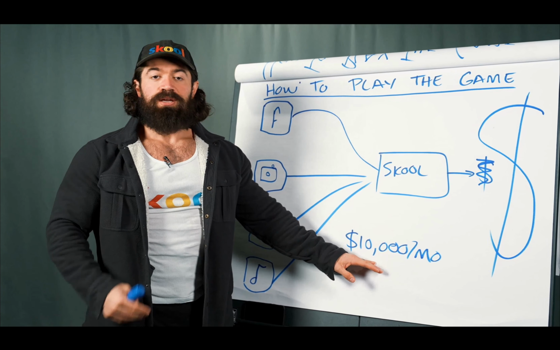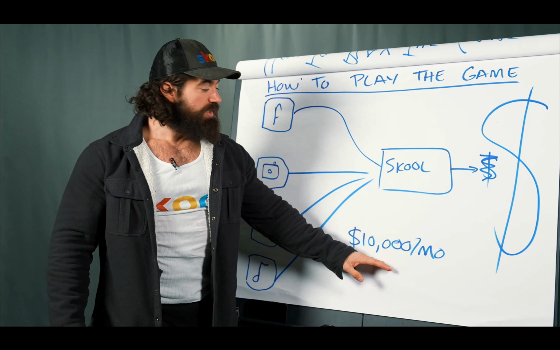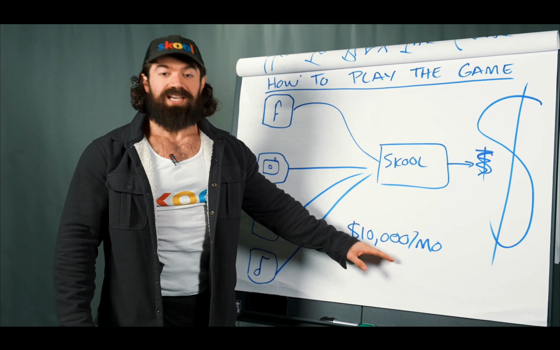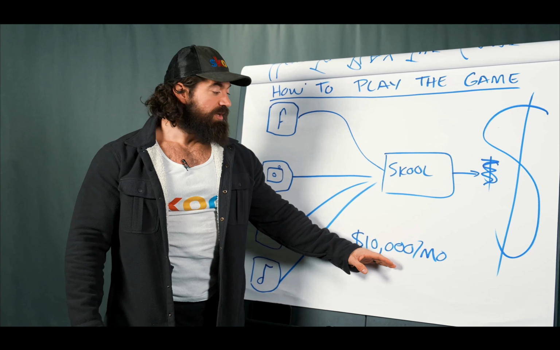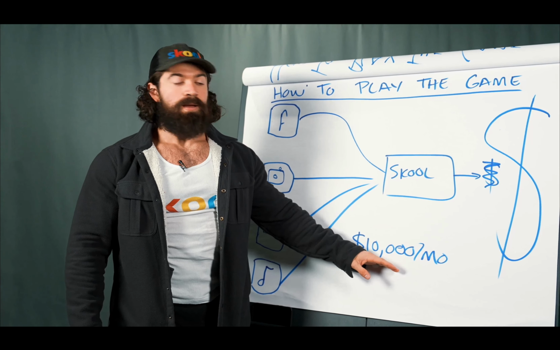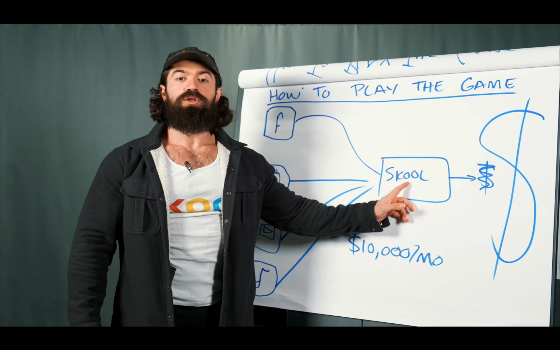Now, that could be 50 people at $200 a month. That could be 1,000 people at $10 a month. It could be 20 people at $500 a month. There's a lot of ways to skin this cat. But you know what? You can do all of them through school.